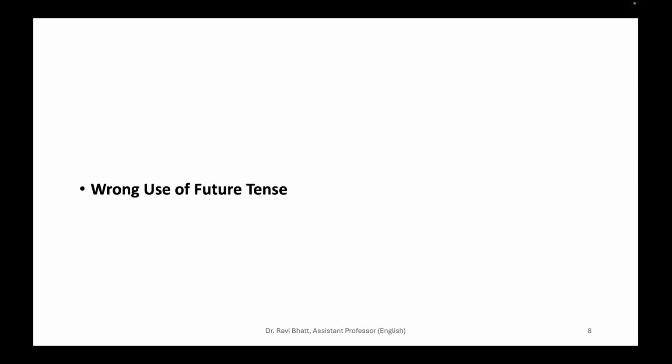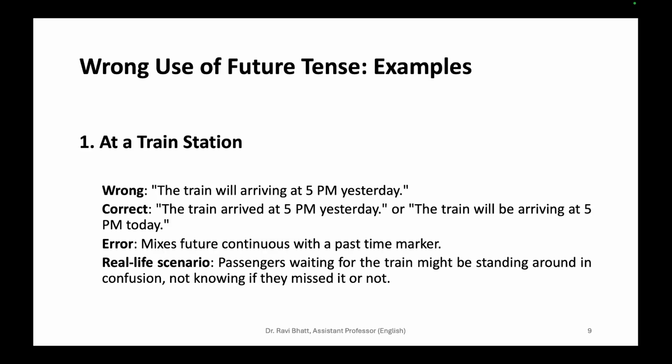Now, when it comes to the wrong use of future tense, let's see some of the examples telling us about the wrong use of future tense. Here, we are going to discuss some scenarios where wrongly using future tense might create a situation of panic or confusion with someone with whom you are interacting.